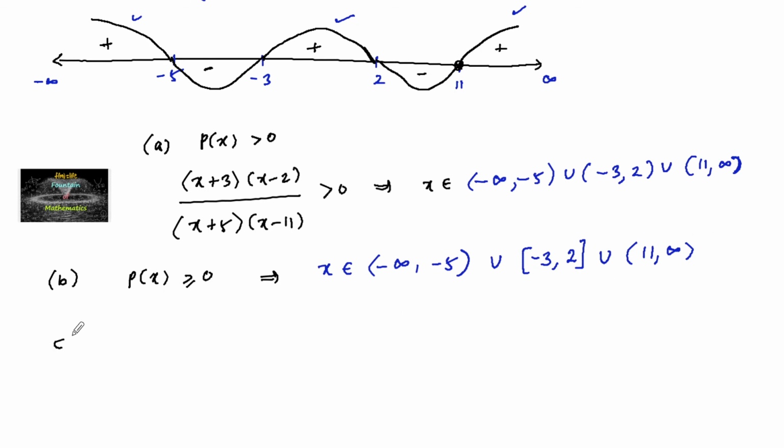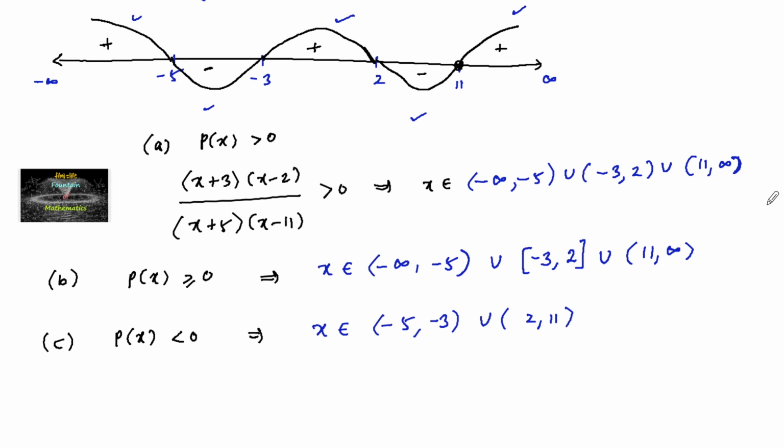And for the third case, P of x is less than 0, we can find the negative solution here in the minus 5 to minus 3 and 2 to 11. So we can give the answer x belongs to minus 5 comma minus 3 union, and again 2 to 11.